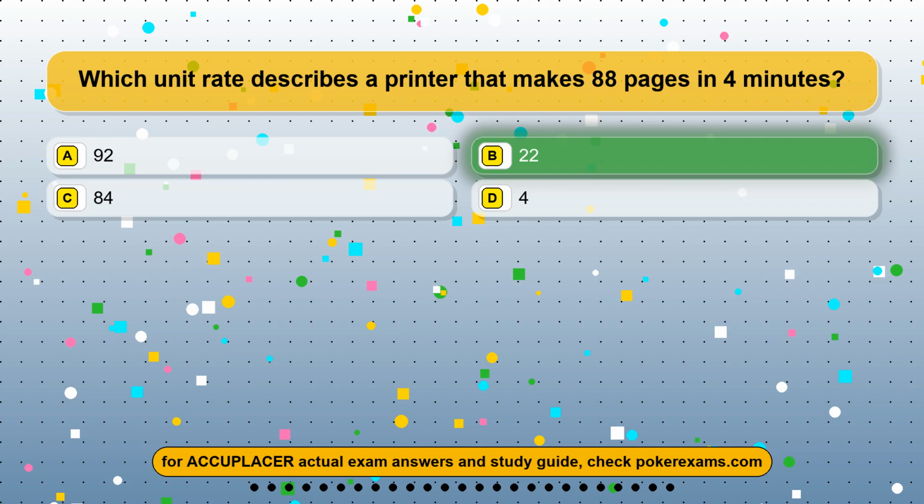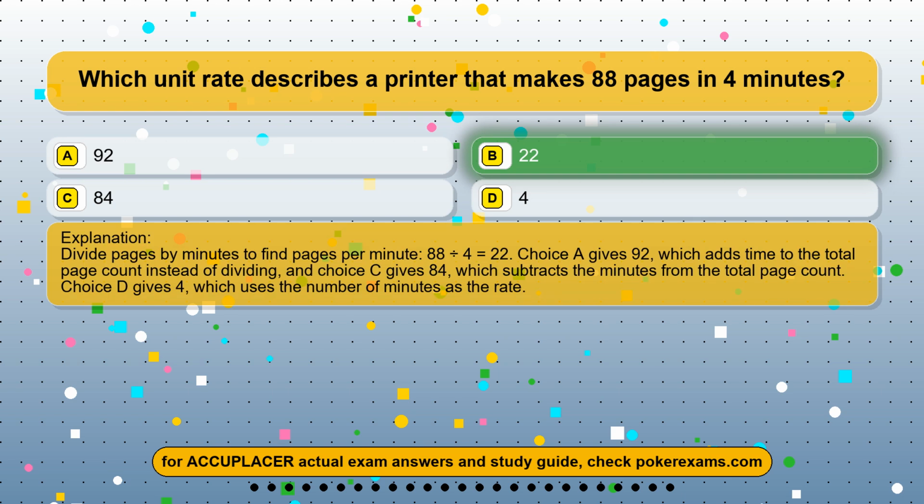The correct answer is option B, 22. Divide pages by minutes to find pages per minute. 88 divided by 4 equals 22. Choice A gives 92, which adds time to the total page count instead of dividing, and choice C gives 84, which subtracts the minutes from the total page count. Choice D gives 4, which uses the number of minutes as the rate.